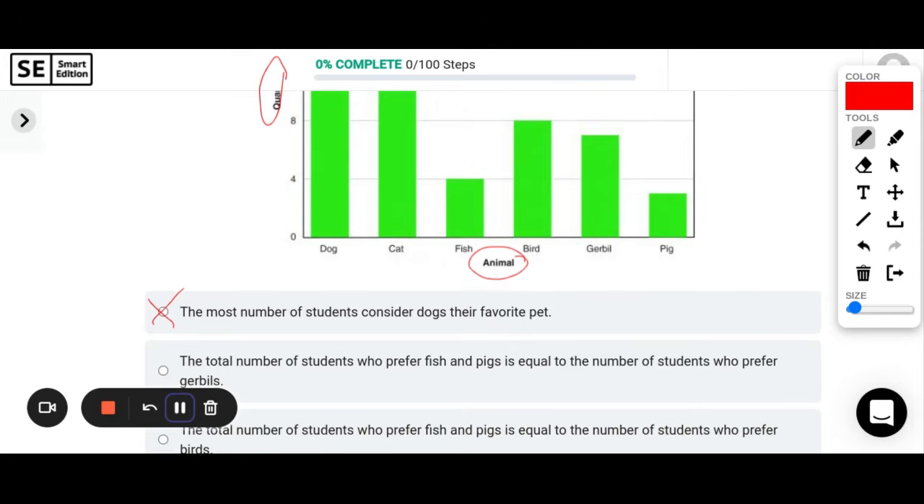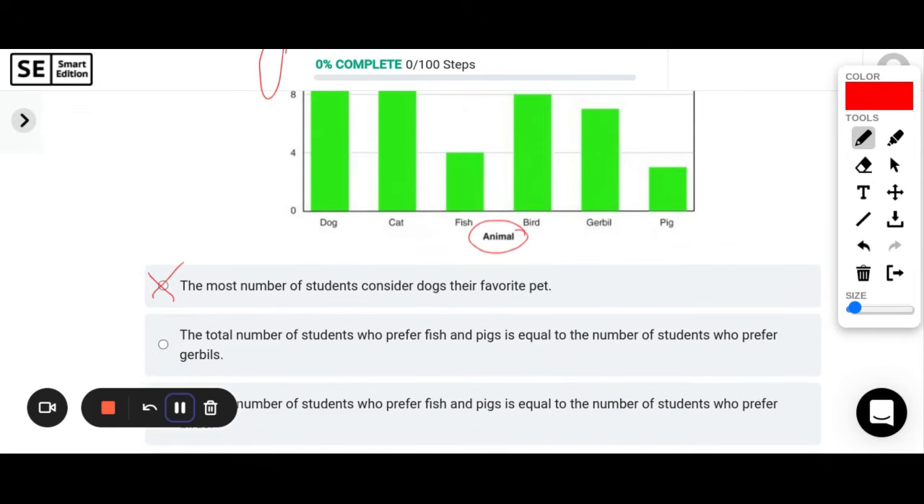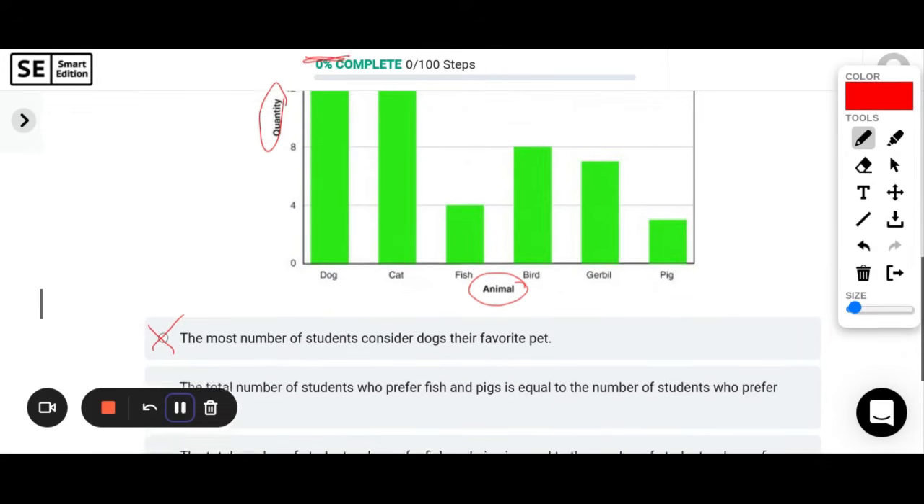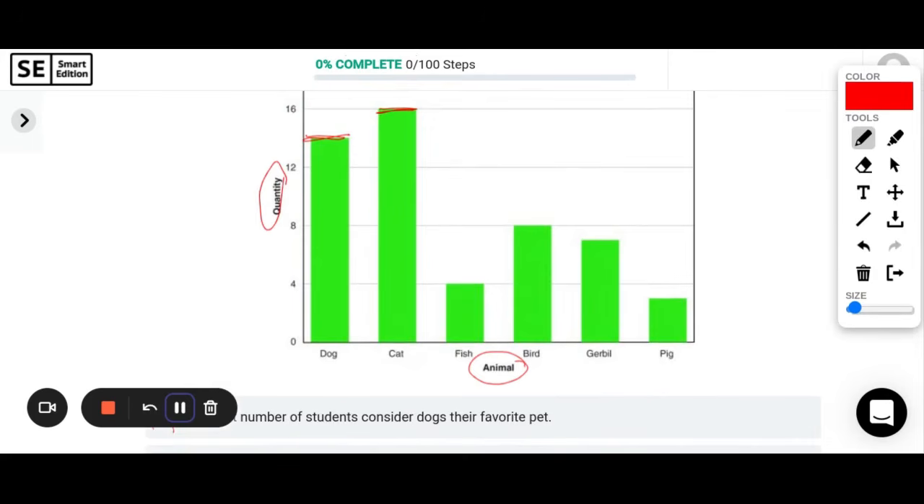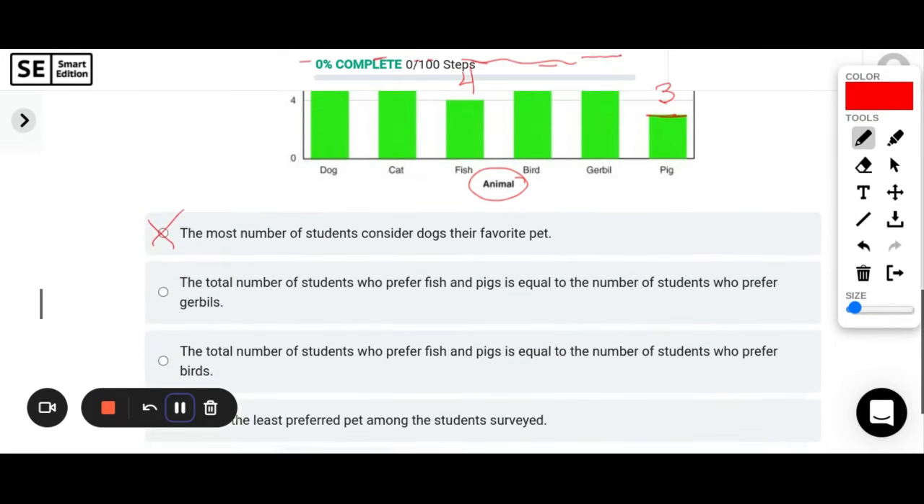Okay, next option says the total number of students who prefer fish and pigs is equal to the number of students who prefer gerbils. So let's go back and see. Well, it looks like 4 people preferred fish, and pig is lining up to where 3 would be. So it looks like 3 people chose pigs. So 4 plus 3 would be 7. And when I look at gerbil, I'm looking across to see where that would land. Looks like 7 is about right. So I'm thinking that the second one sounds good.